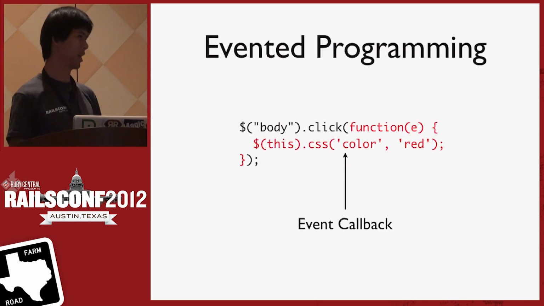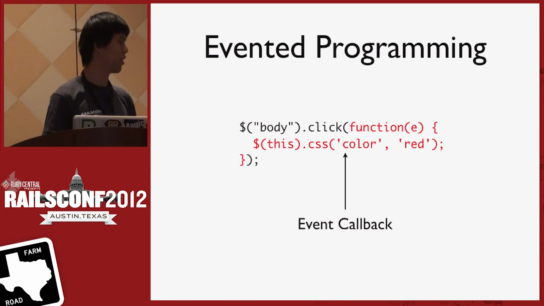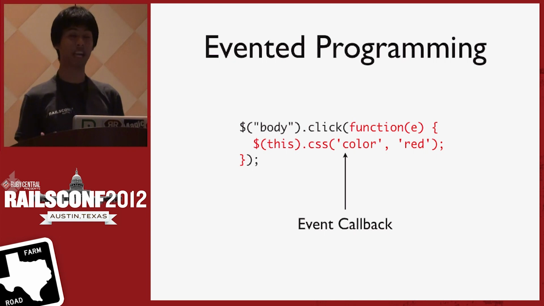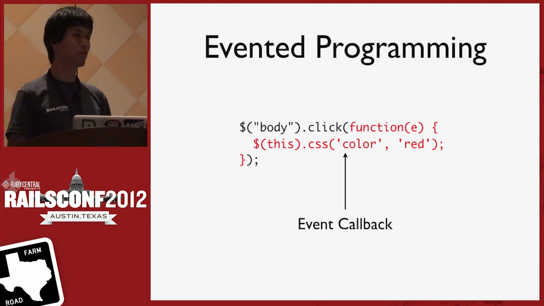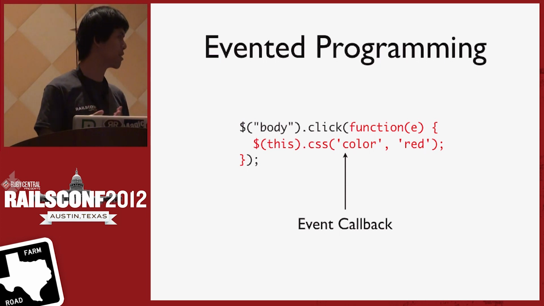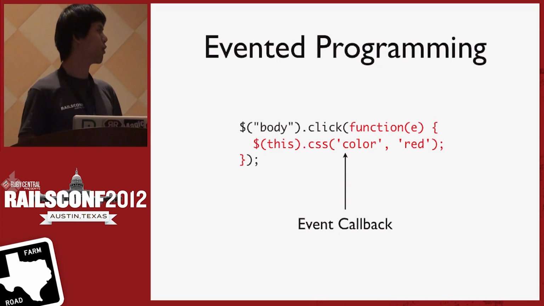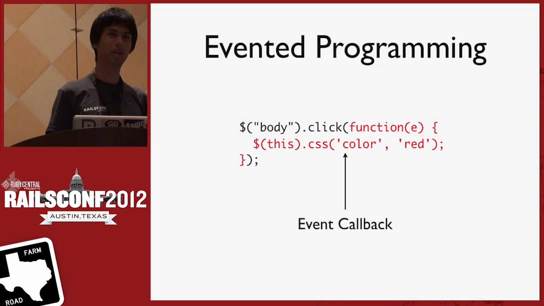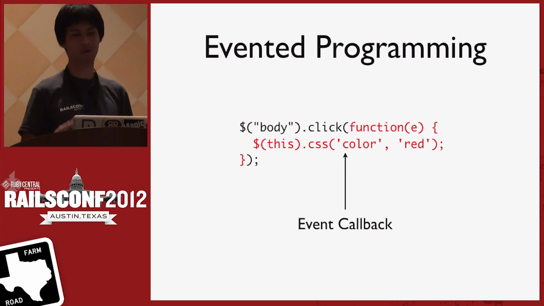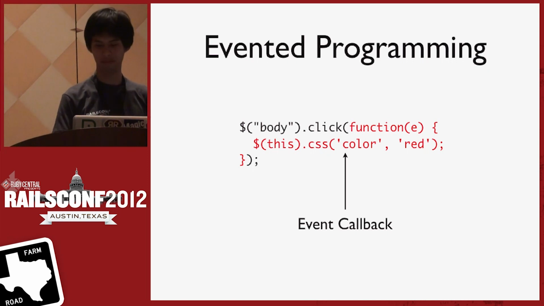So evented programming, what is it? All it is registering function callbacks for events that we care about. So we do this every day when we're doing client-side programming. This little snippet is just saying, let me know when someone clicks on the body element. When that event triggers, we want to turn the background color red. Very straightforward, no surprises.